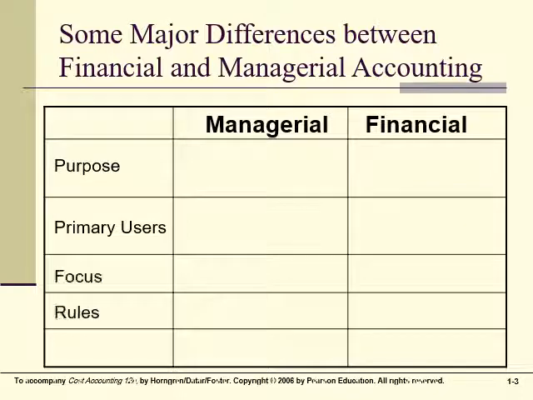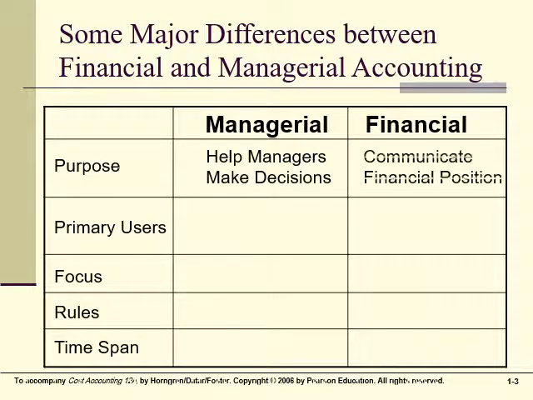Now, in this slide, we have at least 5 differences between managerial accounting and financial accounting. Number 1, purpose; number 2, primary users; number 3, focus; number 4, rules; number 5, time span. For purpose, management accounting is helping managers make a number of internal decisions. For this reason, we have to prepare managerial reports that are presented to managers at all levels in the value chain, to help them make short-term and long-term decisions.